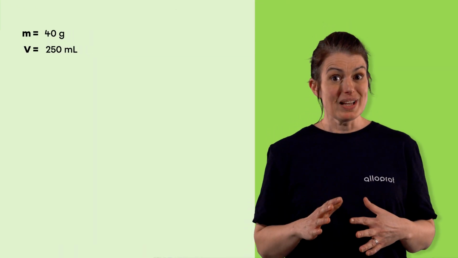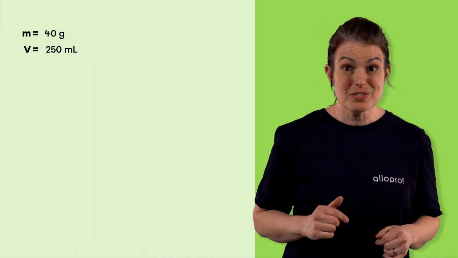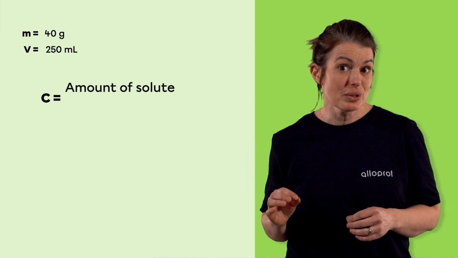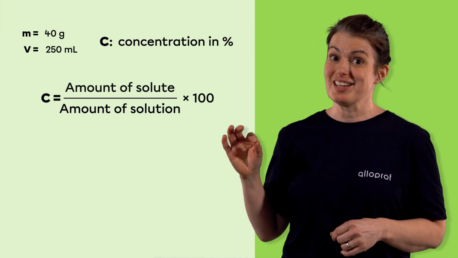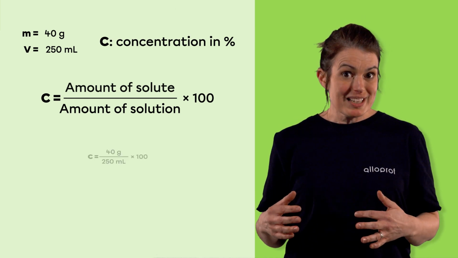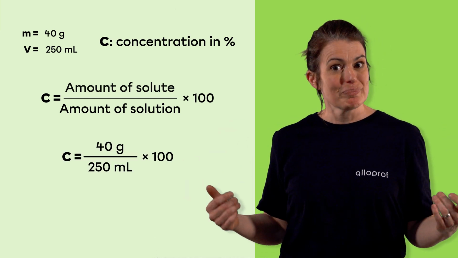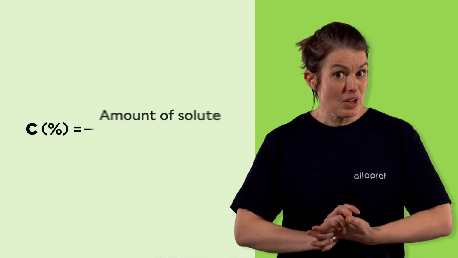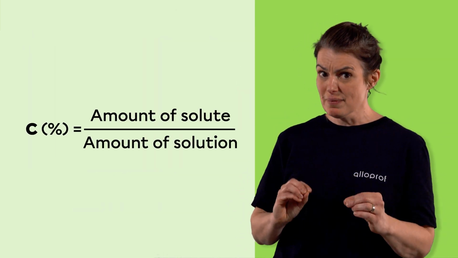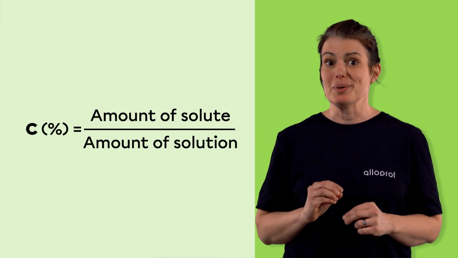You can also calculate the percent concentration using the formula C equals the amount of solute divided by the amount of solution times 100, where C is the percent concentration. Simply replace the variables in the formula and calculate. We still get a mass to volume ratio of 16%. We can also determine the amount of solute or solution. Use the same formulas and isolate the correct variable.